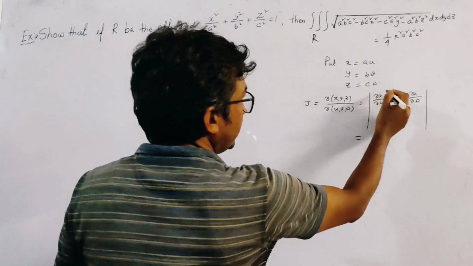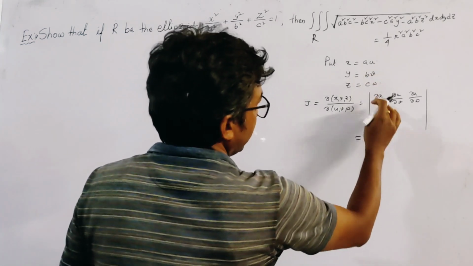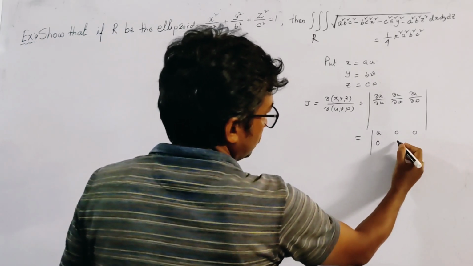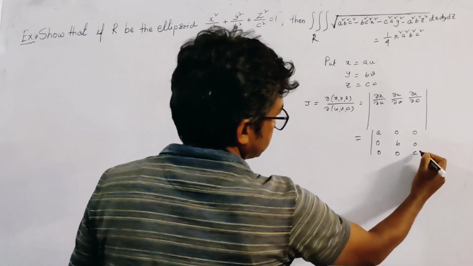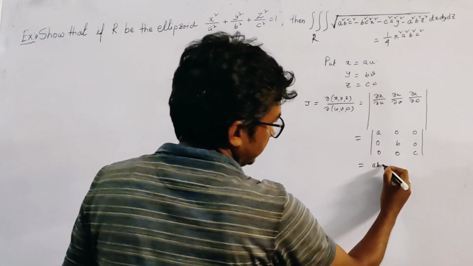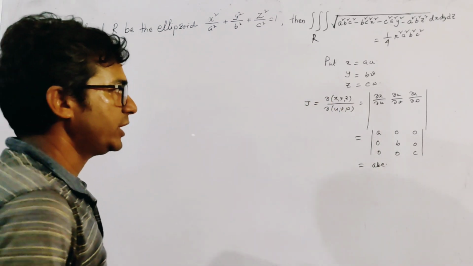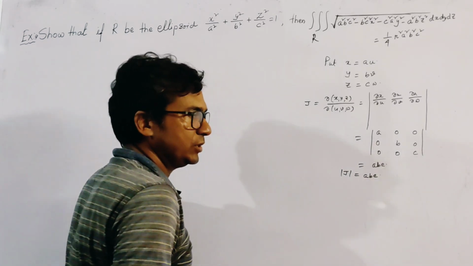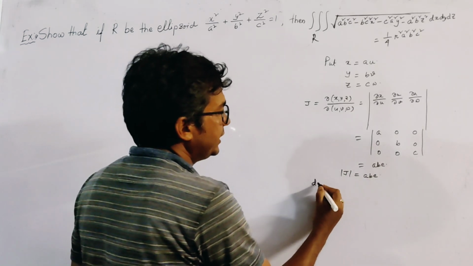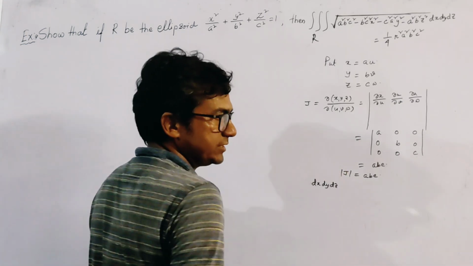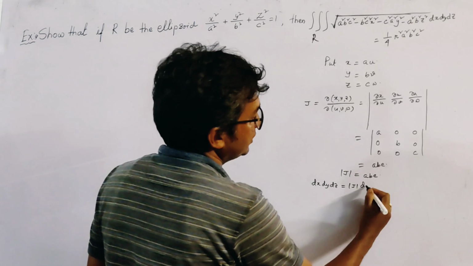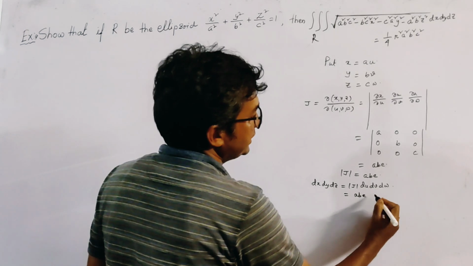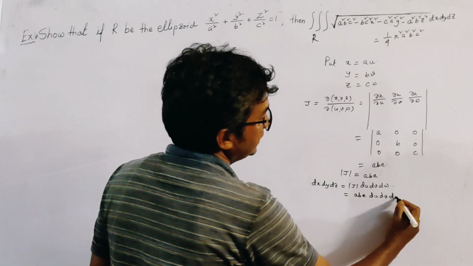It is clear that del x by del u is a, and the other entries in that row are 0. Similarly the other rows give 0, b, 0 and 0, 0, c. So the Jacobian is abc for this transformation. The mod value of the Jacobian is also abc. So the volume element dx dy dz becomes mod Jacobian into du dv dw, which is abc du dv dw.